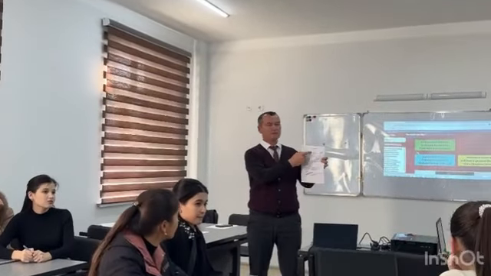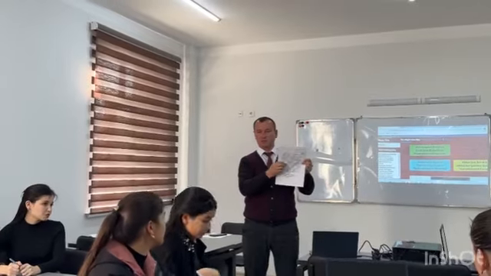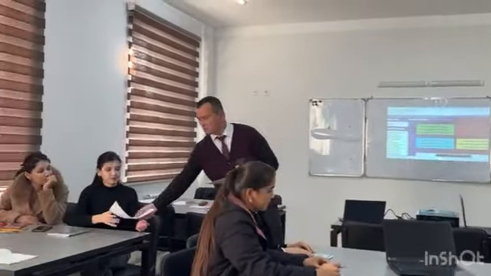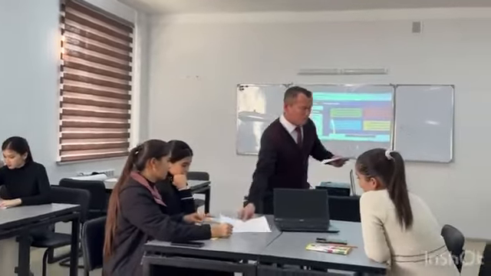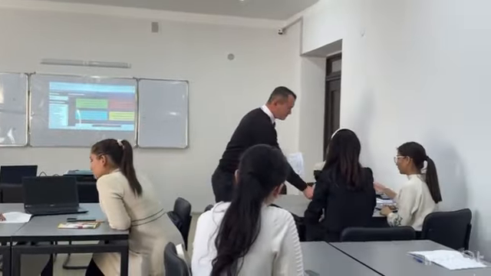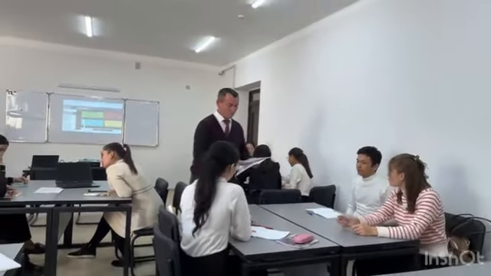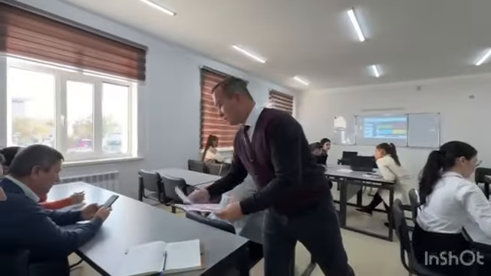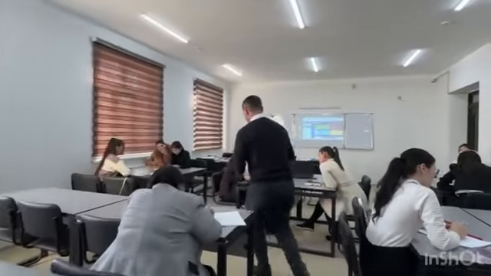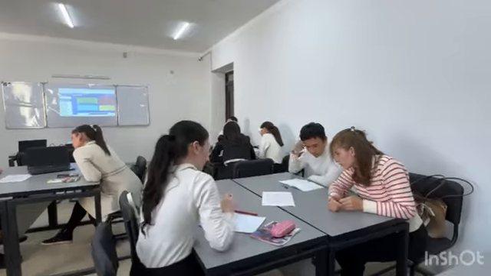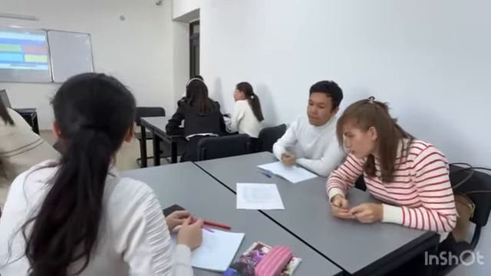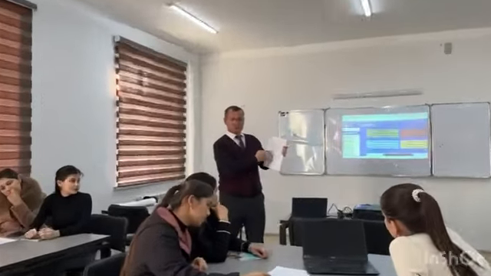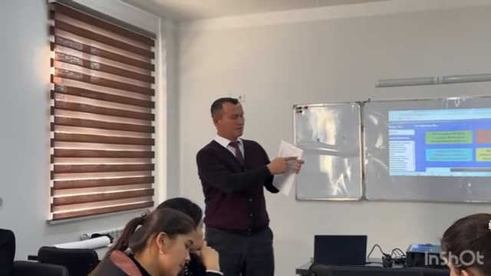List of evaluation criteria for the lesson plan. Okay? First, let me distribute, one, two, three, four, each group. Yes? Here you can see the description of these criteria. And the rating scale in the third column.